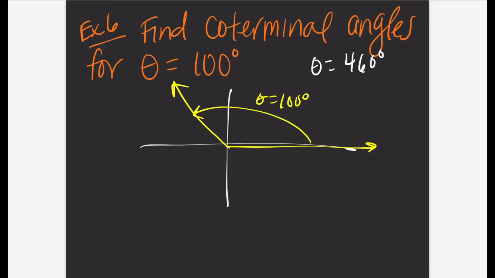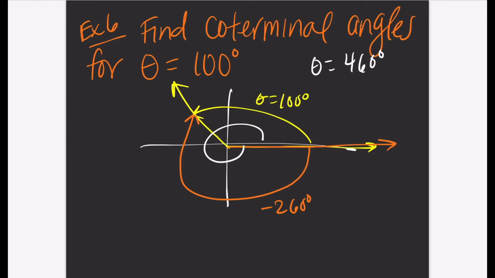If you want a negative coterminal angle, you're going to go clockwise. So here's our initial side, it'll be from here to the terminal side. To get the angle, you just subtract 100 from 360 and you get negative 260. If you want another negative coterminal angle, just add another revolution. So for example, negative 360 plus negative 260, that'll be negative 620 degrees. So remember, all I have to do is keep adding revolutions.